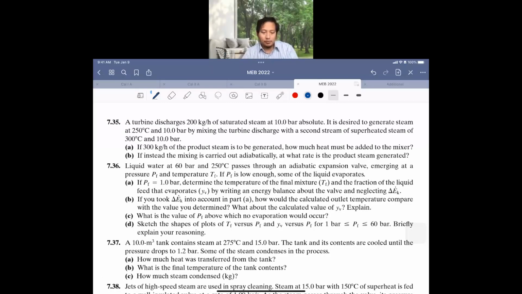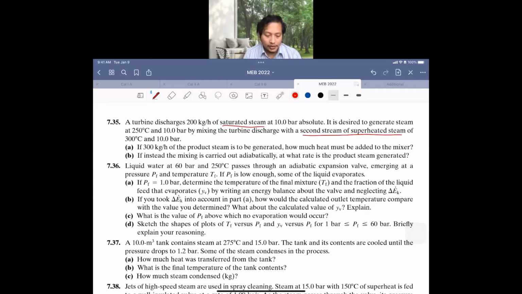So we have a turbine. They discharge some steam, 200 kilograms per hour at 10 bar absolute. And it is desired to generate steam at 250 degrees Celsius and 10 bar by mixing the turbine discharge with a second stream. So you have two streams, okay? The first stream and the second stream. The second stream is superheated steam, 300 degrees Celsius and 10 bar. So first, take note that the first stream is saturated steam, and the second is superheated steam.